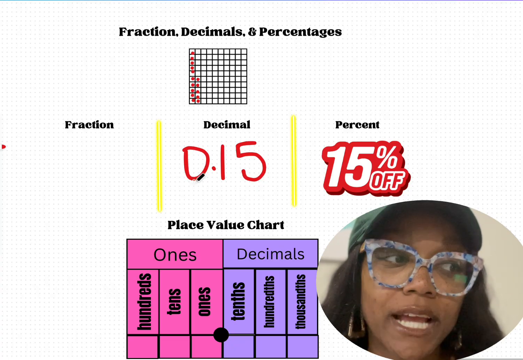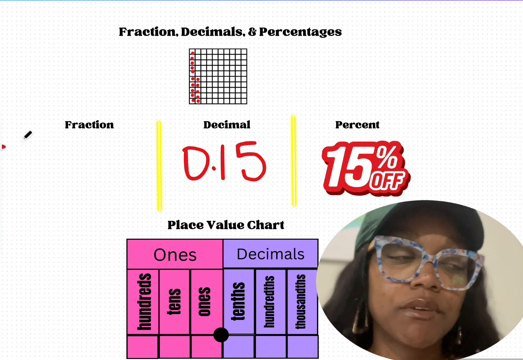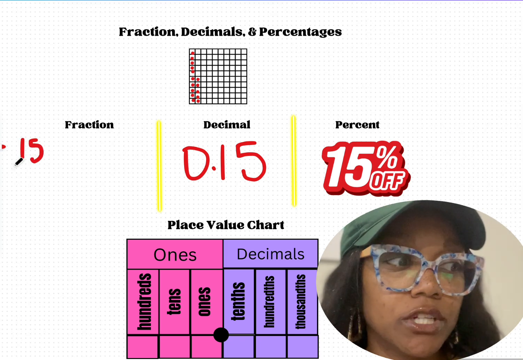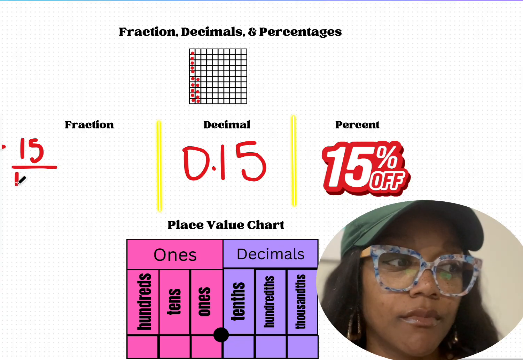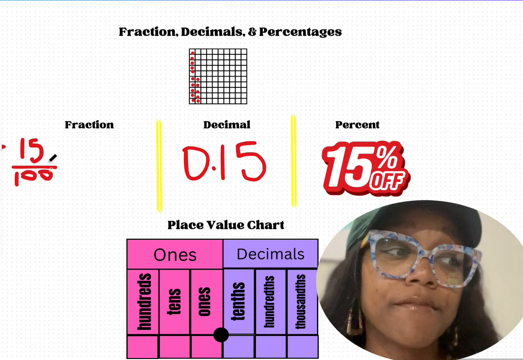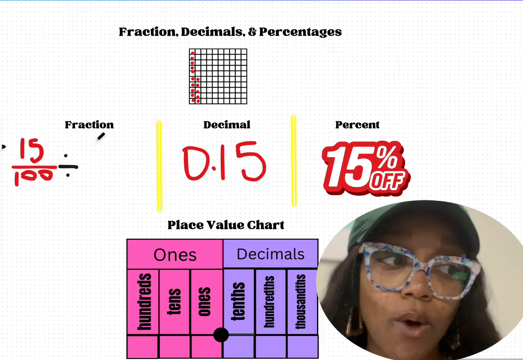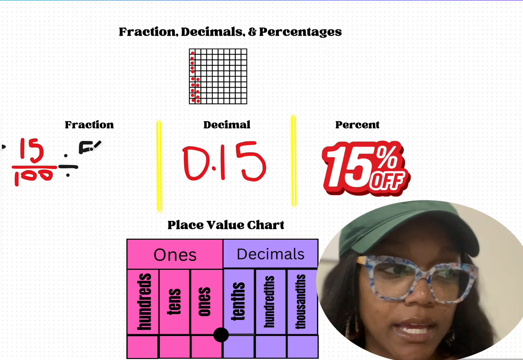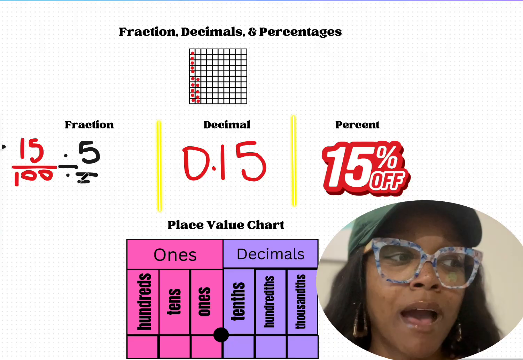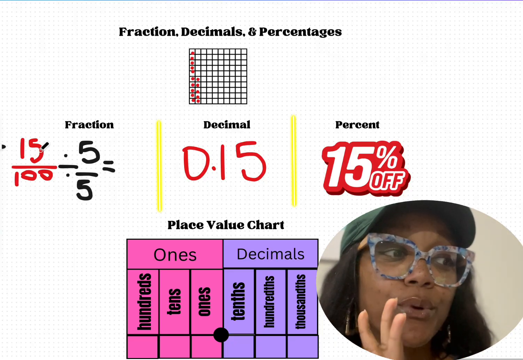And then for the fraction, I have 15 out of 100. So my numerator is 15. And my denominator is going to be 100. And of course, we have to see, can we simplify that? Can we count by 15 to get to 100? No. But it ends in a 5 and 0. So I can probably divide by 5. So let's try that. We need to see how many 5s are in 15 and how many 5s are in 100. So if I count by 5s, 5, 10, 15, that means I have 3 of them.